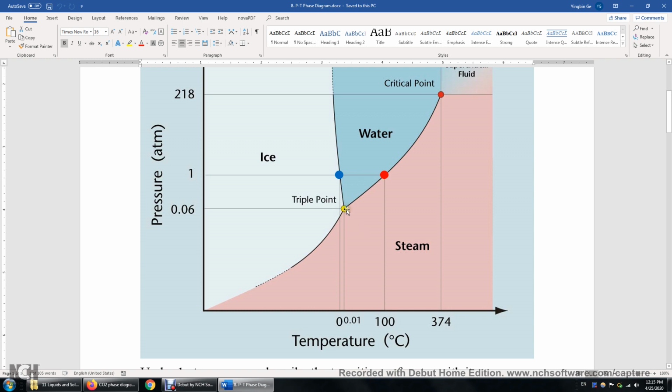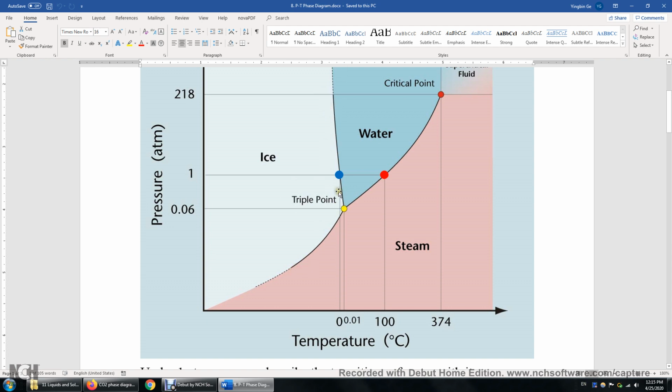Therefore, this yellow data point is called the triple point of water. The triple point of water is 0.01 degrees Celsius and 0.06 ATM pressure. So now let's look at the 3 lines here. 1, 2, 3. There are 3 lines.